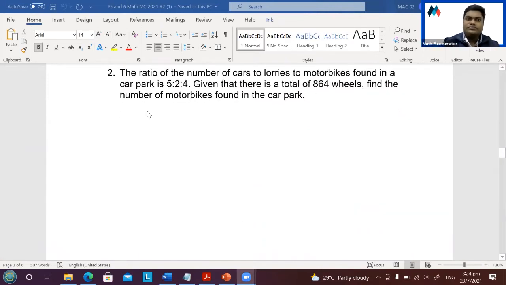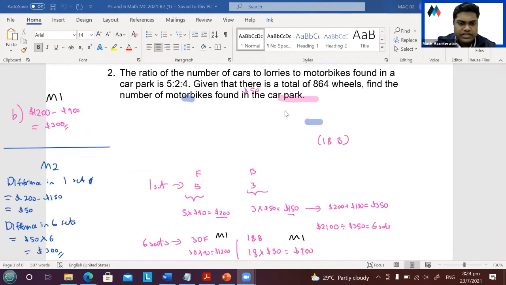Okay, question 2. The ratio of the number of cars to the number of lorries to motorbikes found in a car park was 5:2:4. Okay, quickly copy down while I read the question. So given that there's a total of 864 wheels, find the number of motorbikes found in the car park. Okay. So take some time to read the question. So I'll erase this off in a minute's time.